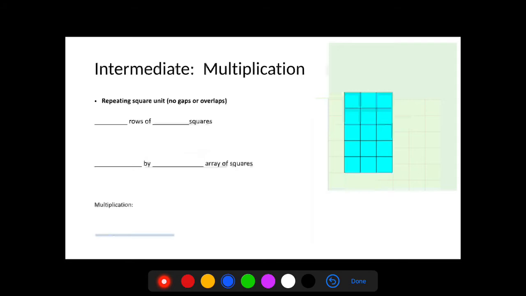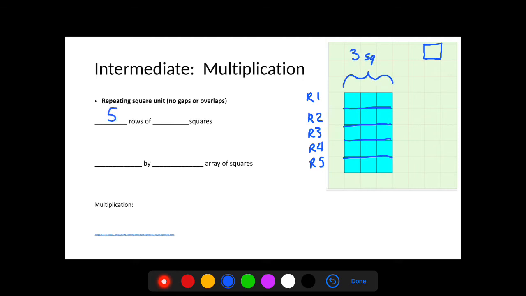You can imagine that for a large rectangle, we could have very large numbers for our area, so we want to get more efficient, and that's where multiplication comes in. So still I have my repeating 1 square centimeter here, but instead of counting them up, I'm going to view this as rows. So I have a total of 5 rows. Each of those rows contains 3 of my square centimeters.